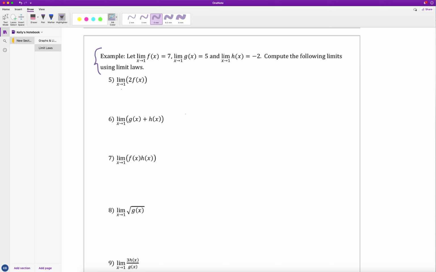So I'm going to go up here and keep track of these by highlighting each of them. I know that the limit as x approaches 1 of f of x is equal to 7. The limit as x approaches 1 of g of x is equal to 5. And the limit as x approaches 1 of h of x is equal to -2. This is a very common type of AP question where they like to give you pieces of information but not actually tell you what the functions are. I don't know what f of x, g of x or h of x is equal to, and that's fine. I will have enough information to answer these questions if I use the limit laws correctly.